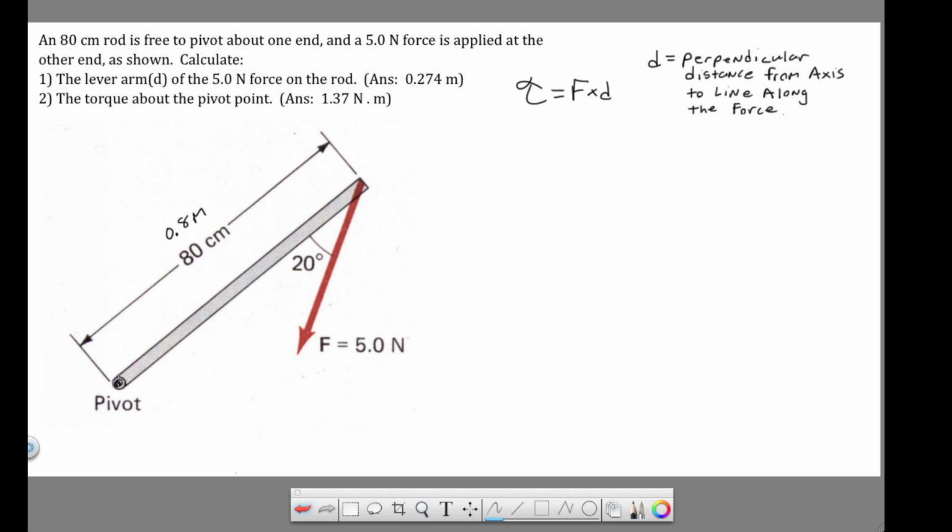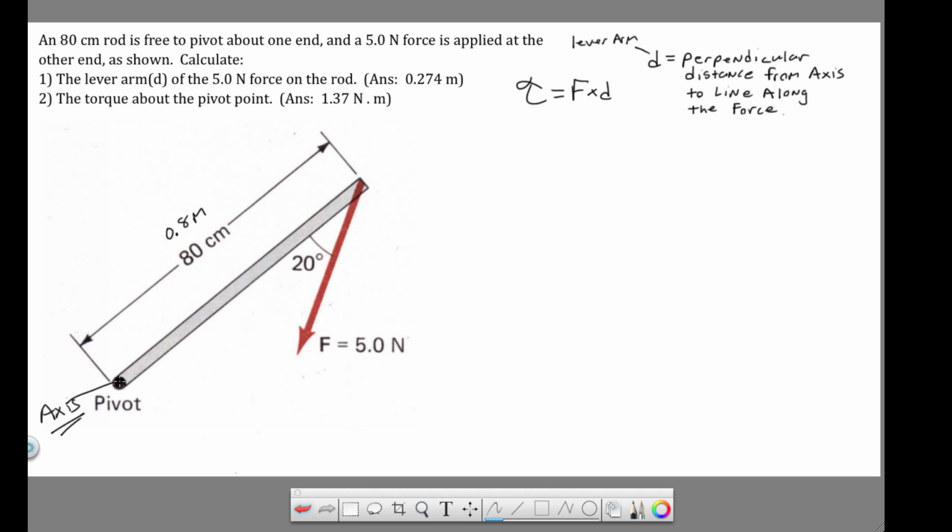Down here's the pivot, which is the axis. We'll just label this as the axis. That's where the rod is going to rotate from. And the first question is to find the lever arm of this force acting on the rod. So up here I wrote the definition for lever arm. D is referred to as the lever arm, and that's where we get the word leverage from. D is the perpendicular distance from the axis to a line along the force.